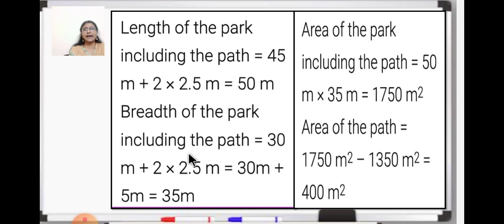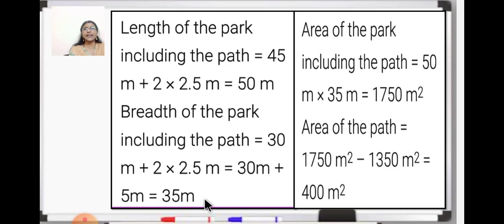Similarly, breadth of the park also you have to do in the same way. 30 was the breadth, so plus 2 into 2.5, or you can write 2.5 plus 2.5. That way also you can do. When you multiply this, you will get 5. When you add 2.5 twice, you will also get 5. So when you add 30 plus 5, you will get 35 meter.